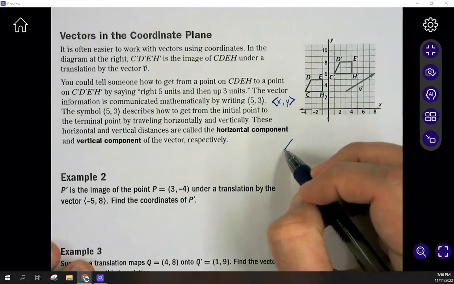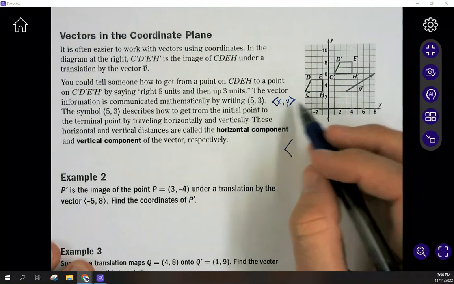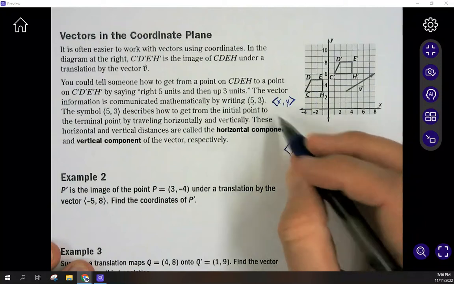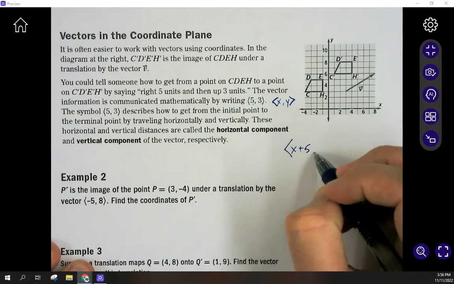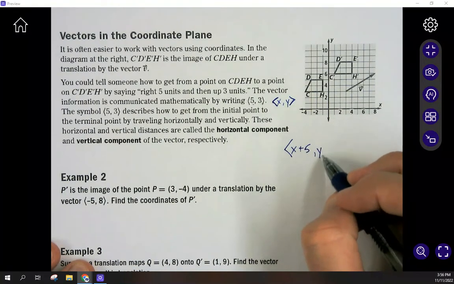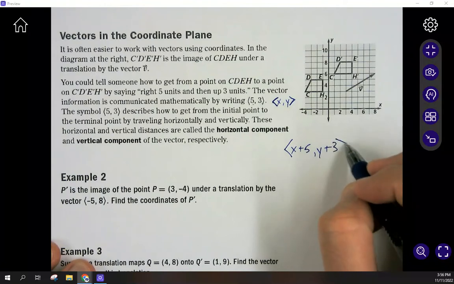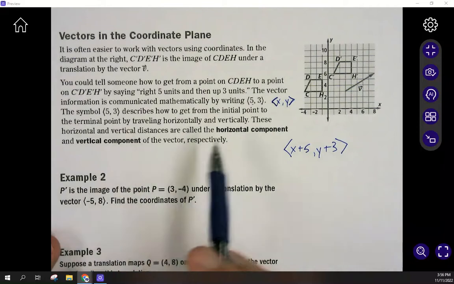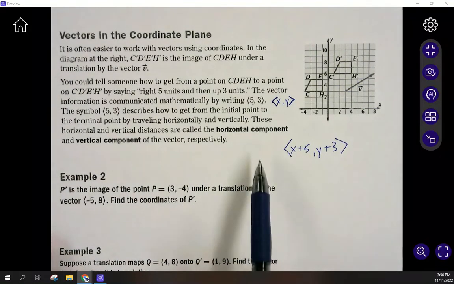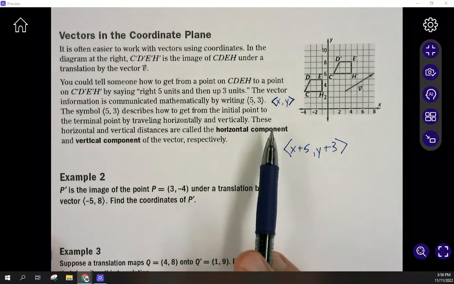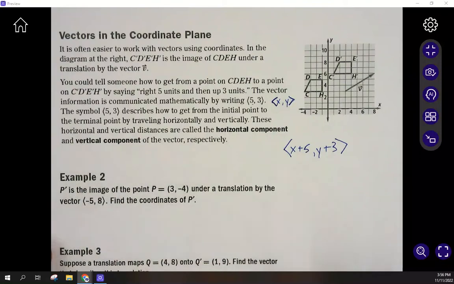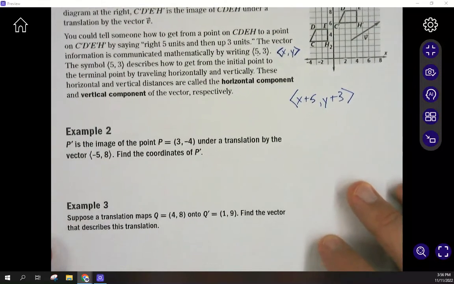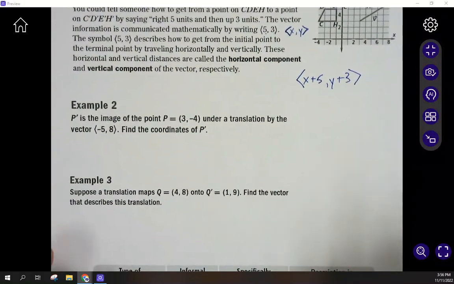So what this actually means is not just x and y. It's whatever x was, you're going to add 5 to it. And whatever y was, you're going to add 3 to it. That's what the vector is saying. So these are the horizontal and vertical distances that we're going to move it on the graph. You've got your horizontal component and your vertical component of the vector. All right, so using that information now, let's go to example 2.